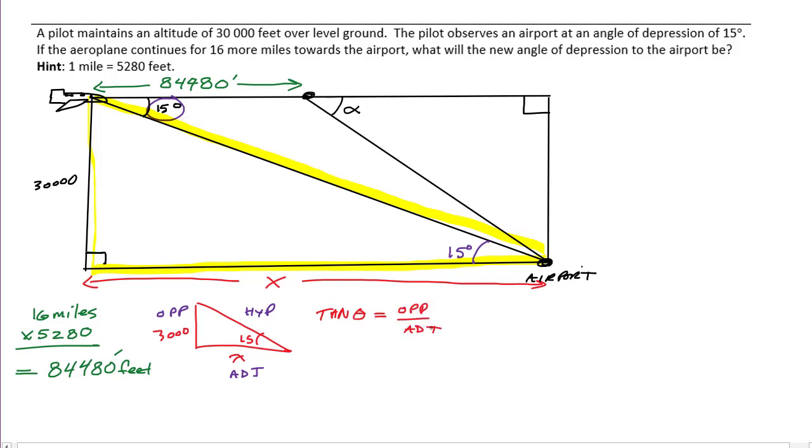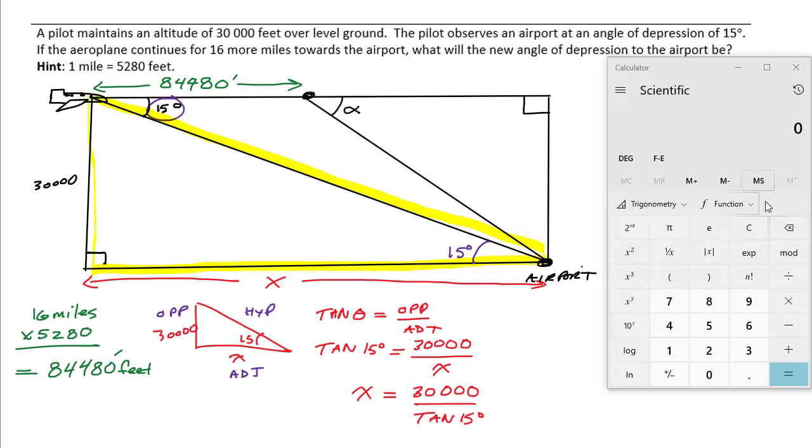So let's sub in what we know. We know the angle's 15 degrees. We know the opposite, oops, it's 30,000. I wrote 3,000 there, 30,000. And the adjacent we're going to call x. All right, so let's multiply both sides by x, which moves the x to the top on the other side. Divide both sides by tan of 15, which is just going to move that to the bottom. And let's punch that into our calculator.